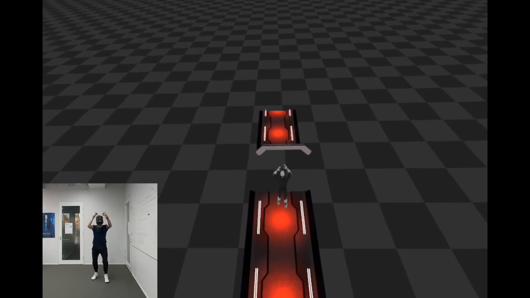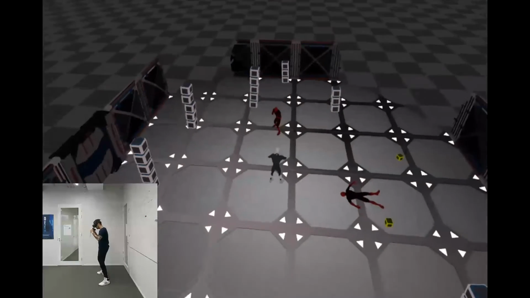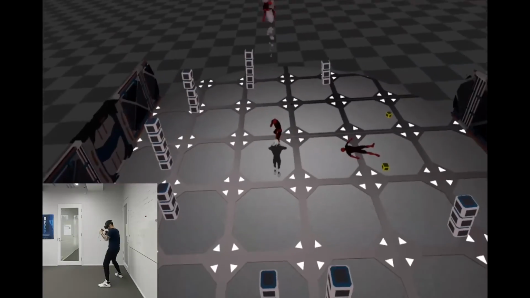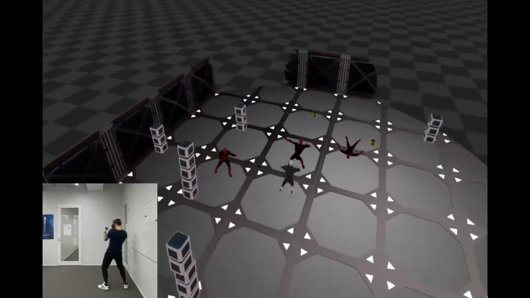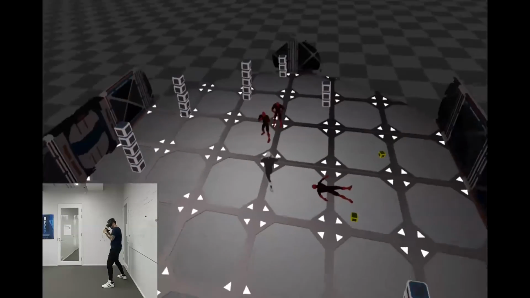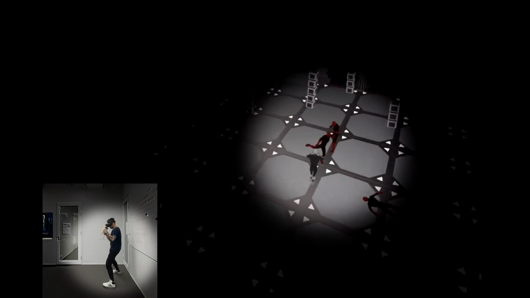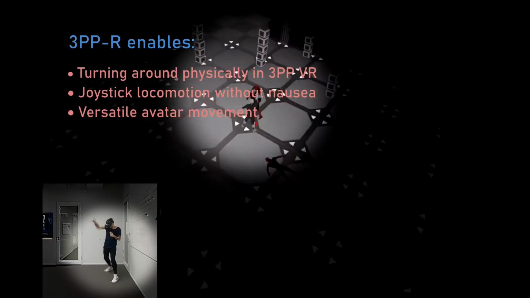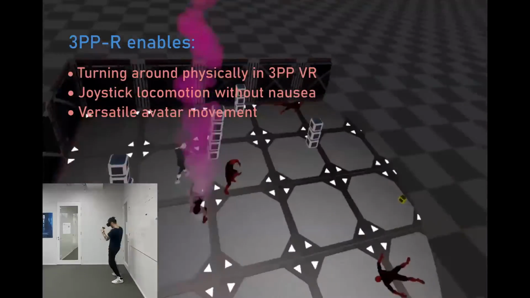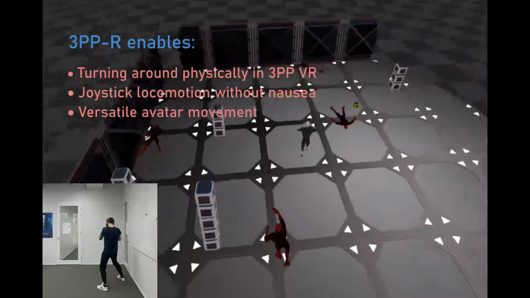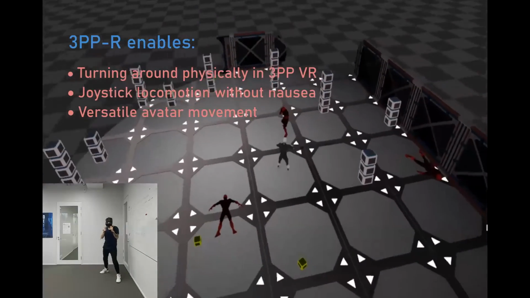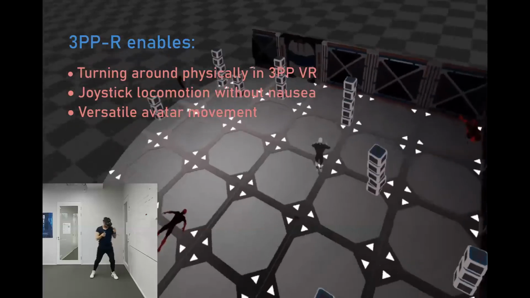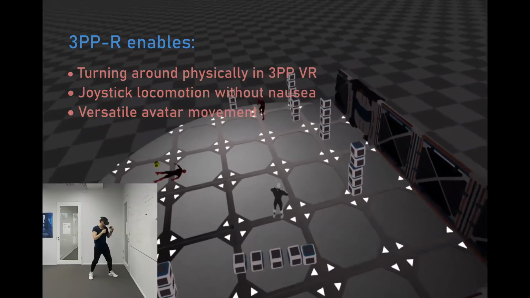In future work, we plan to investigate the design space of 3PP-R interaction more comprehensively. This includes testing new virtual display types instead of the world miniature model, or measuring presence over other display techniques. In summary, 3PP-R enables natural movement such as turning around physically in third-person virtual reality. Our study shows that joystick locomotion causes little or no simulator sickness in 3PP-R, and our game prototype demonstrates versatile avatar movements such as ragdolling and swinging on a bar.